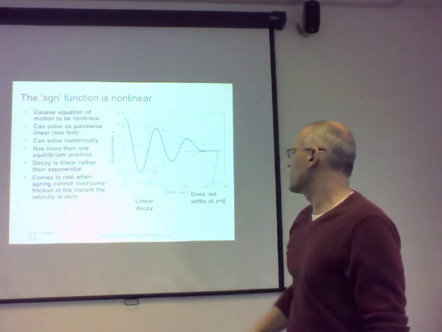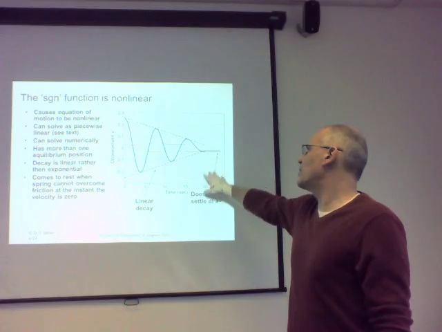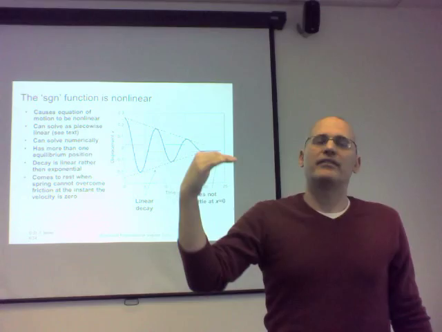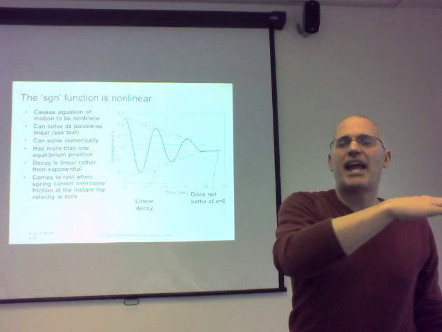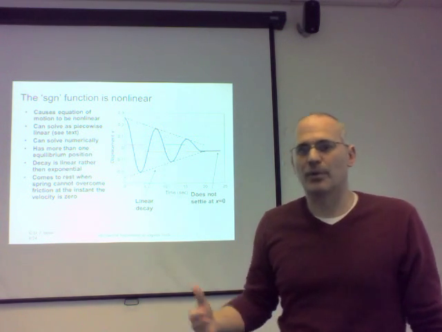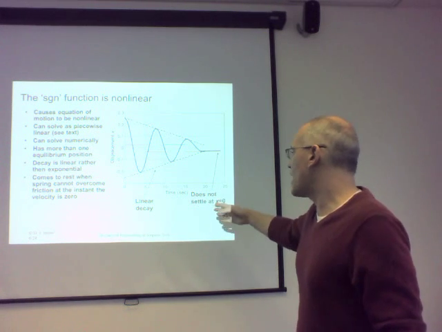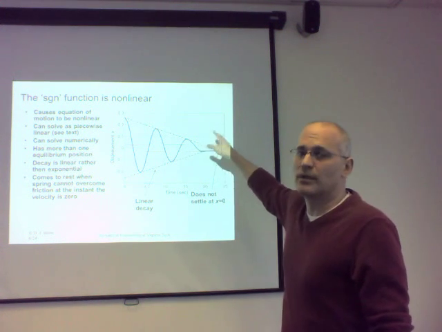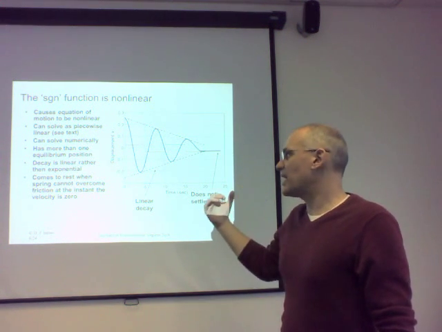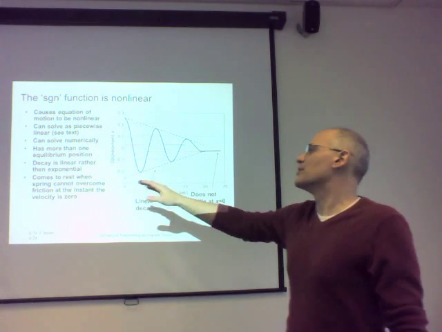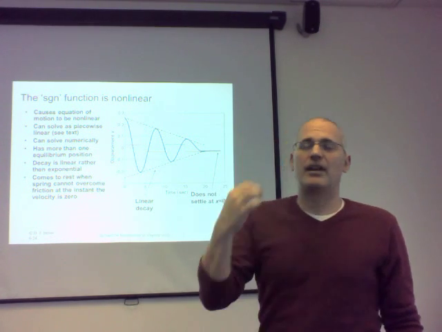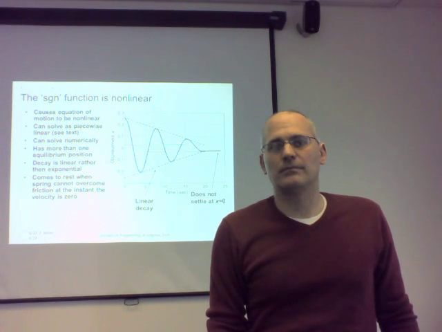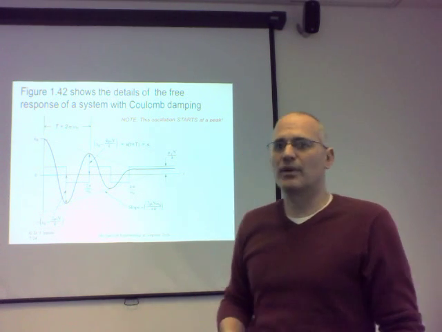Let's look a little more in depth. One thing to note: it's not settled at x equals 0. So if you have viscous damping, eventually you have this exponential decay, and it continues to decay until it comes to that static equilibrium. Here, that's not the case. It's not going to settle at the static equilibrium. As a matter of fact, there are going to be many static equilibria. Okay? It's going to come to rest whenever the spring force cannot overcome the friction at some instant when the velocity is 0. Take a look at that, a little bit more depth.